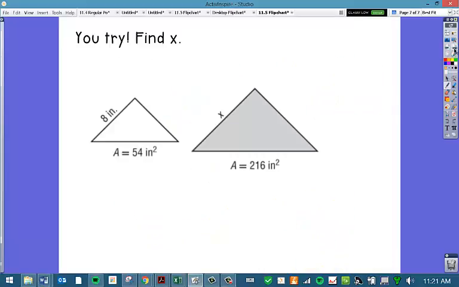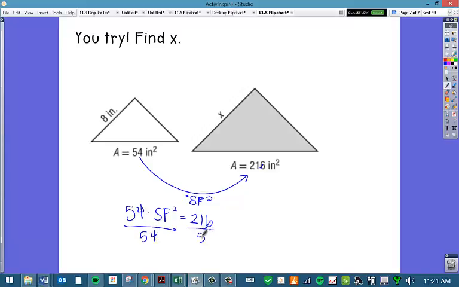Go ahead, pause your video and try to solve the problem on your own. Okay, so my original area is 54. I'm multiplying 54 by that scale factor squared in order to get my new area. 54 times the scale factor squared should give me 216. So I'm going to divide both sides by 54. My scale factor squared is 216 divided by 54, which is 4. So I'm going to take the square root of 4 to get the scale factor, which is 2.